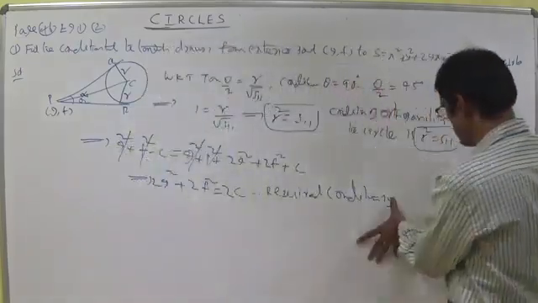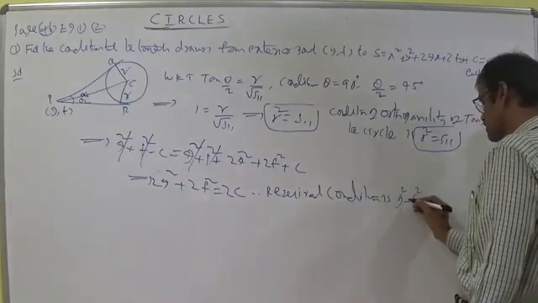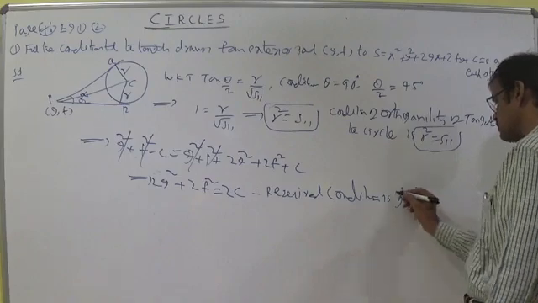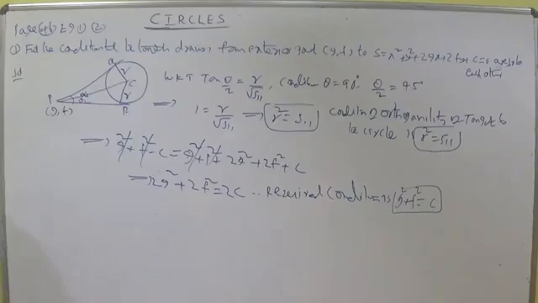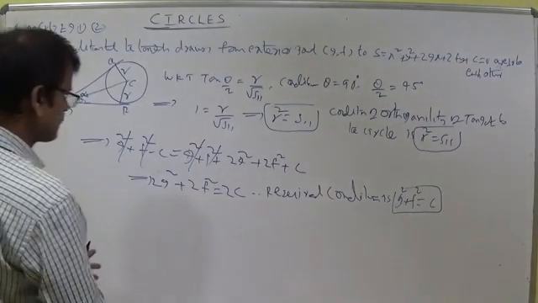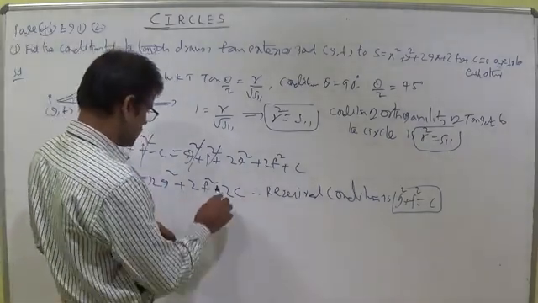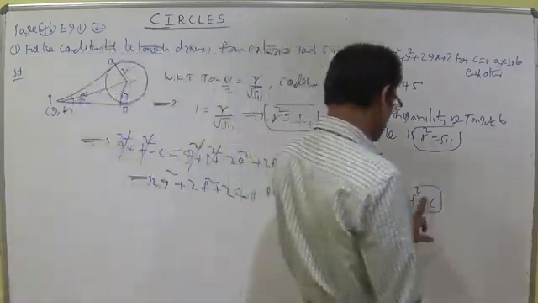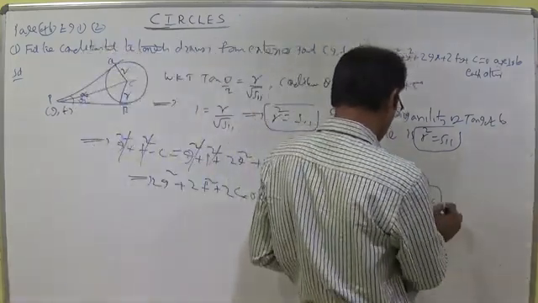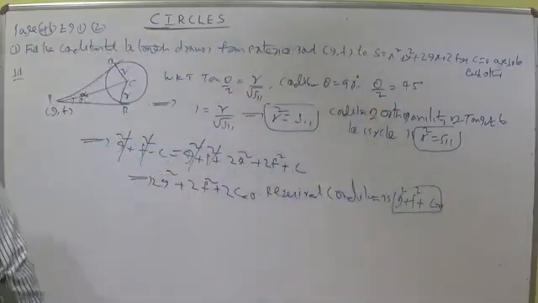The required condition is g square plus f square equal to c. By dividing by 2, g square plus f square plus c, given, plus 2c. Another sum is also there in the model: g square plus f square plus c equal to 0. This one taken this side becomes plus 2c.